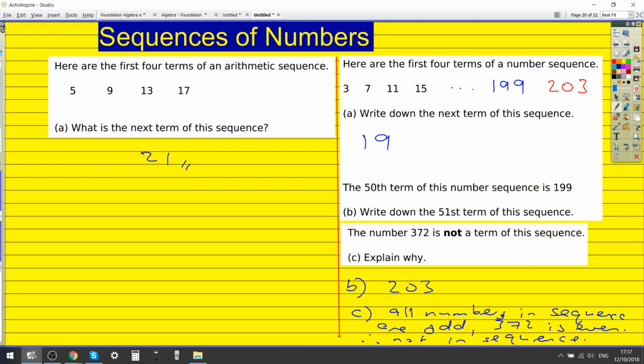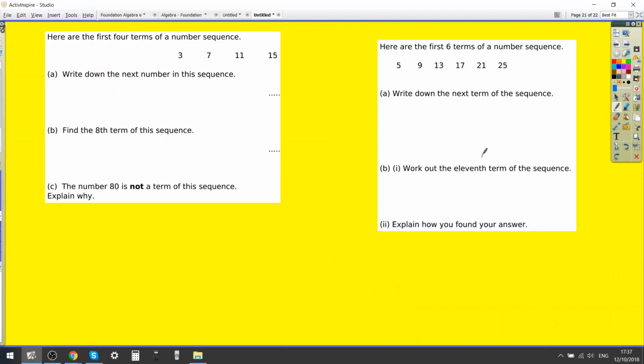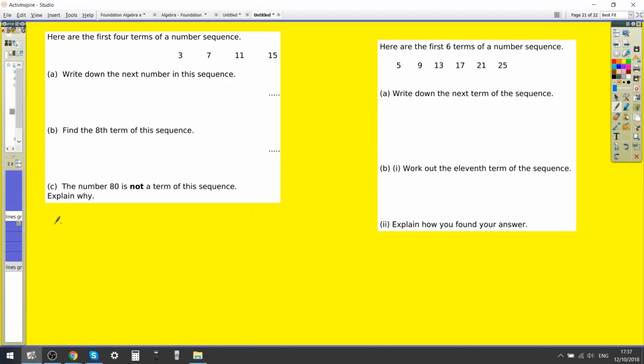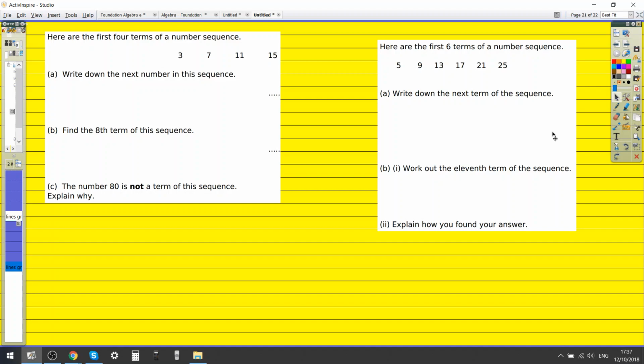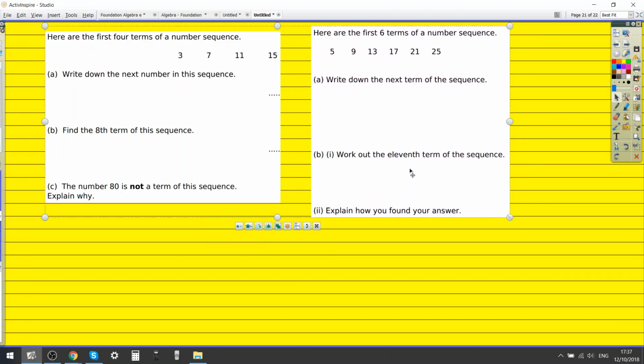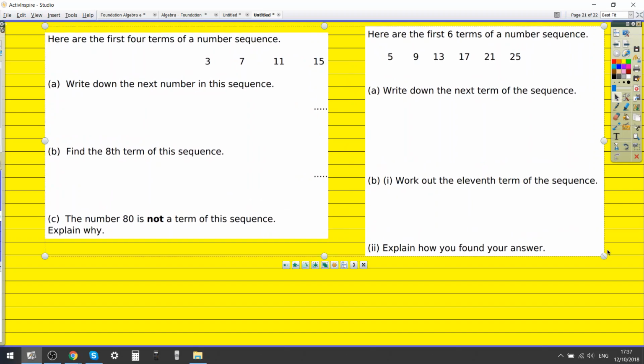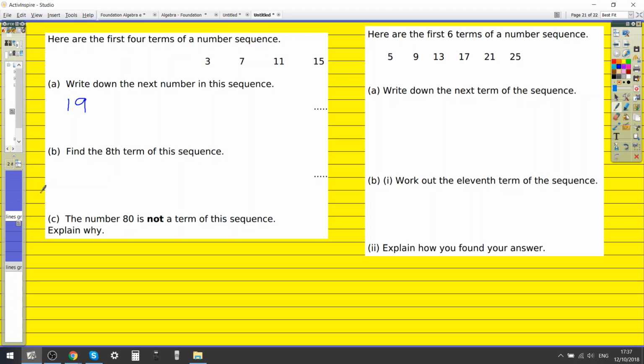I don't know how much they want me to say. This is why. Okay. Let's try the one on the left. On the left, here are the first terms of a number sequence. Write down the next term. 19. Yeah, so these are the exam questions. You can see how similar they are. Okay, yeah. Part B.